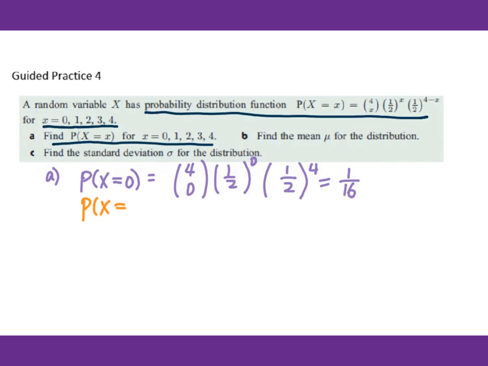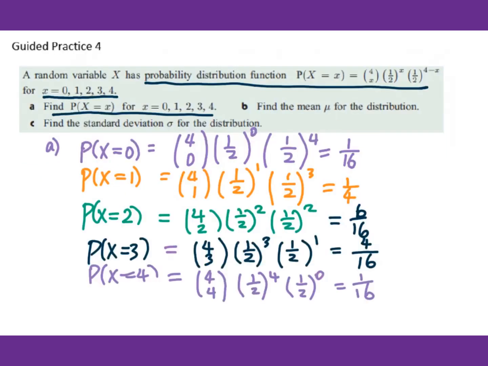Probability x equals 1. 4 choose 1, 1/2 to the first power, then 1/2 to the third power. You will get 1/4. Then keep doing the same procedure. You will get the probability when x equals 2, 3, 4.